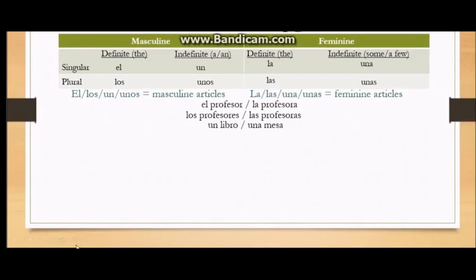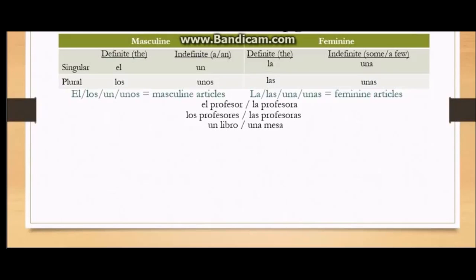Un libro, una mesa. We have to find out what we know about the noun because the article agrees with the noun. Libro is masculine and singular. If we follow the chart, a singular masculine article can either be el or un. We want to use an indefinite article, so it's un. Mesa is feminine and singular. Following the chart, a singular feminine article can either be la or una. We want to use an indefinite article, so it's una.